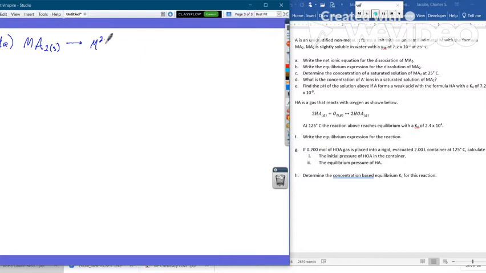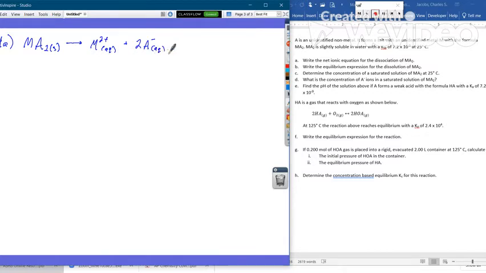Now with MA2, chances are your M is a +2 ion. In this case, it's going to be aqueous. And we're going to end up with 1. Sorry, that's a +2. Did I say -2? And we have 2 ions of A, which is going to be our anion, also aqueous.